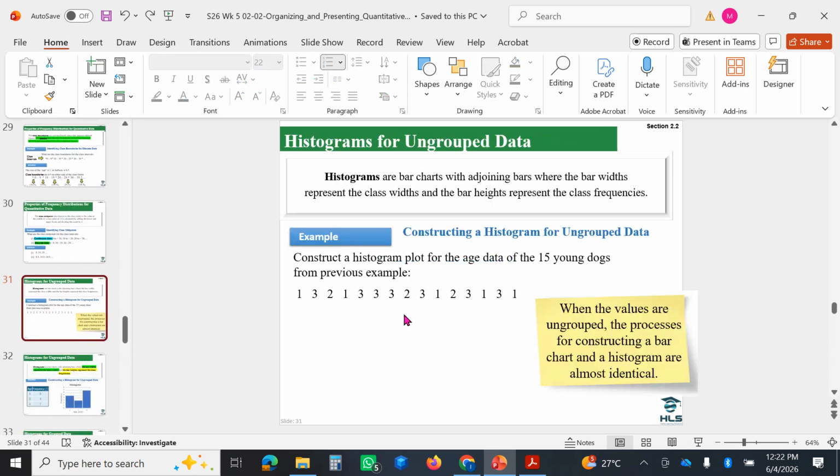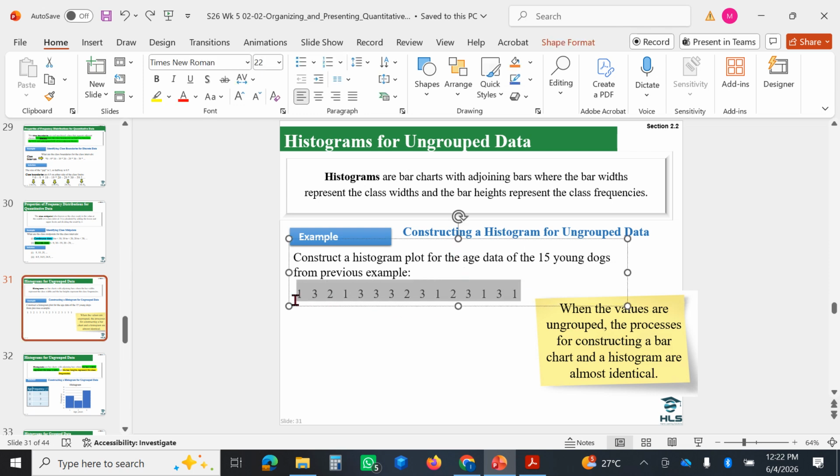Moving on into histograms, you'll need to know this one for the quiz and the test. These are bar charts with adjoining bars where the bar width represents the class width and the bar height represents the class frequency. Again, we'll deal with the same information there.